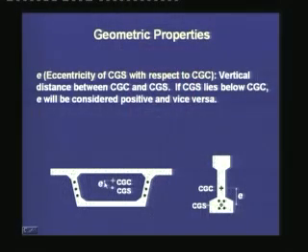Now, for the box girder, here we see that the e is the distance between the CGC and the CGS, and here it is positive. And similarly for the I girder, here also the e is positive because the CGS is lying below the CGC.